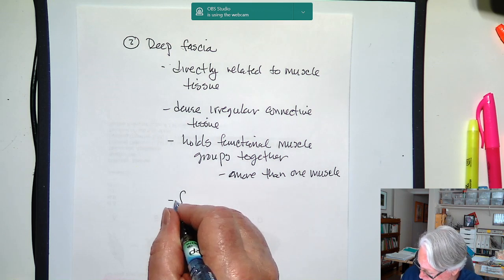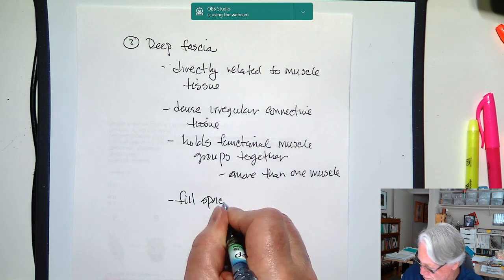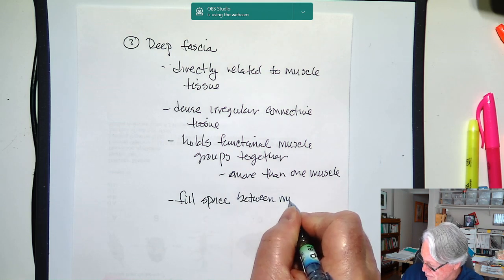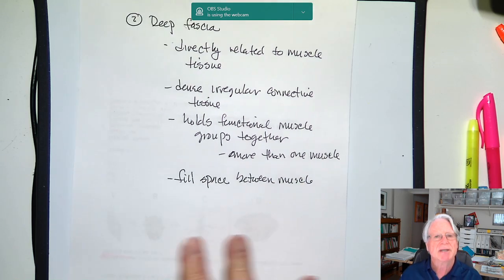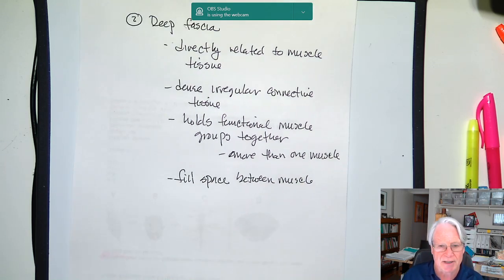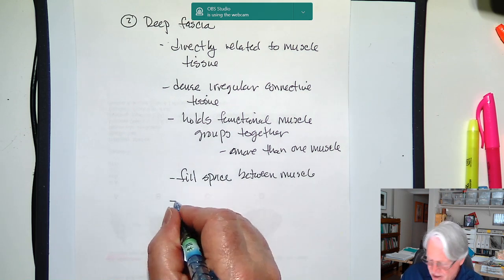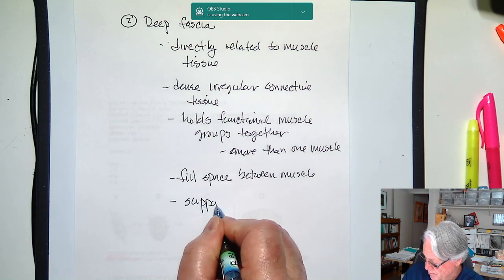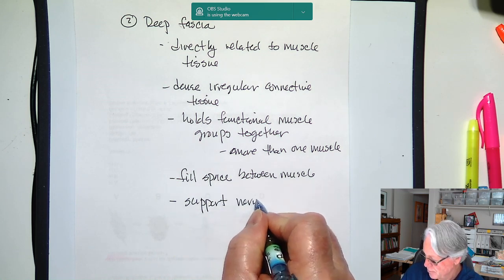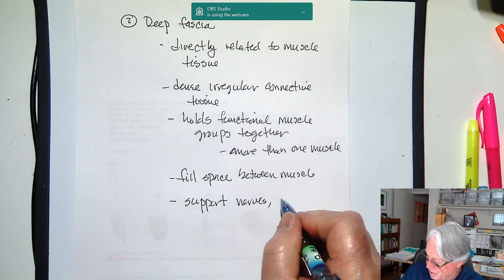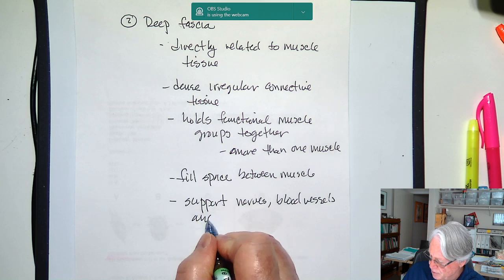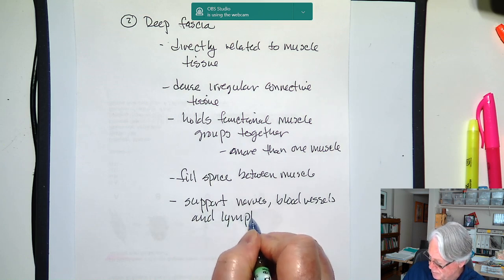It is also going to fill the space between muscles. So it can act as a filler for the spacing that happens as you bring 2 muscles or more than 2 muscles together. And finally, it also, just as we saw with the superficial fascia, is going to support nerves and blood vessels. And we might as well throw this in for good measure, lymphatic vessels.